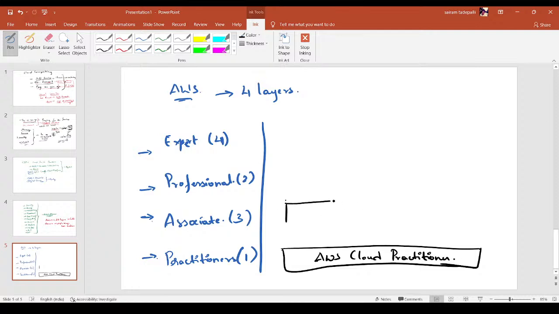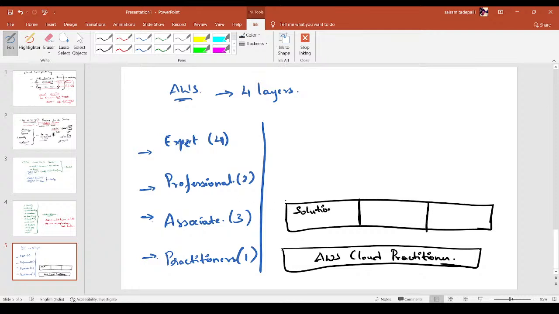In this one, associate level, we have 3 different types. So let's divide into 3. Solutions architect associate. Next, developer associate. Developer associate is the second one in associate level, and third one is sysops admin, system operations. So these 3 are the 3 different certificates available in associate level.